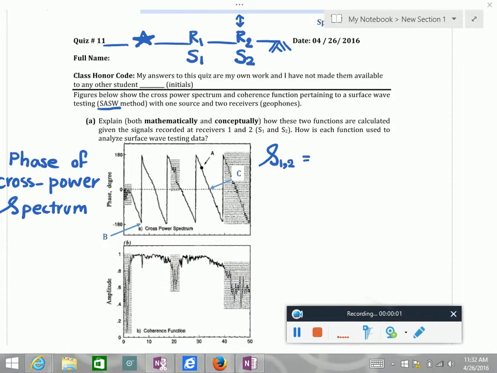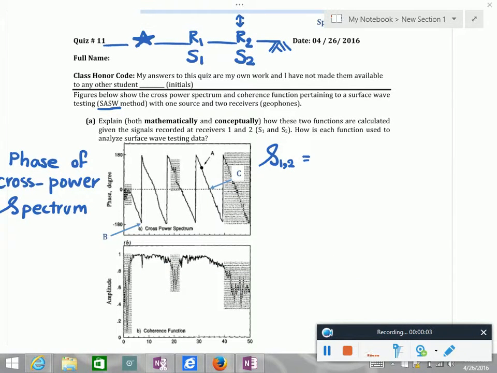This is what you have to know for the final exam also. So we talked about it. You have learned to use cross-correlation to get the time lag between two signals in the time domain, right? Cross-power spectrum is the frequency domain equivalent of cross-correlation. And since you have convolution in cross-correlation, in frequency domain, convolution becomes multiplication, right?